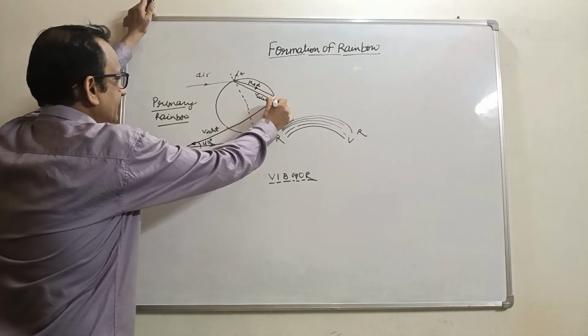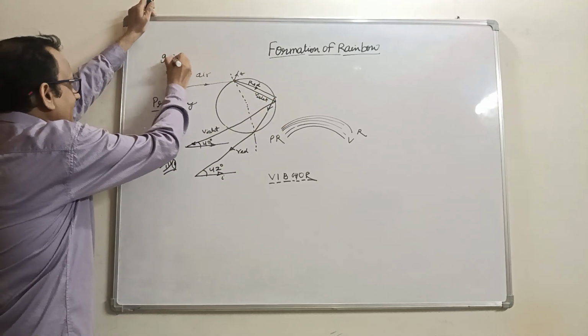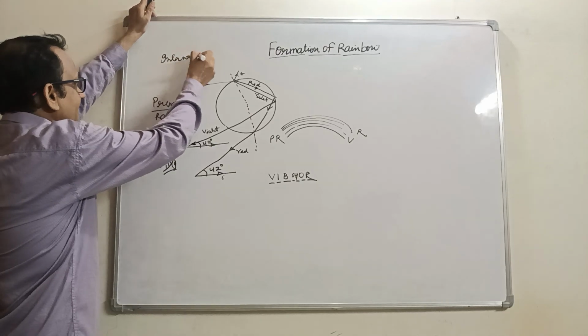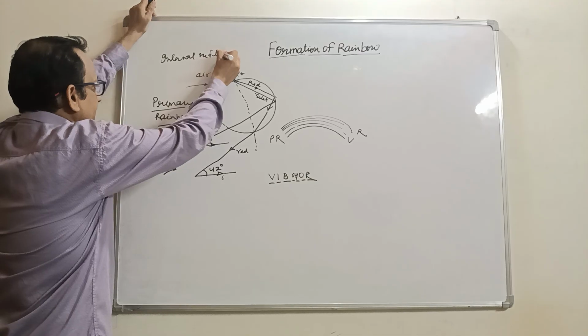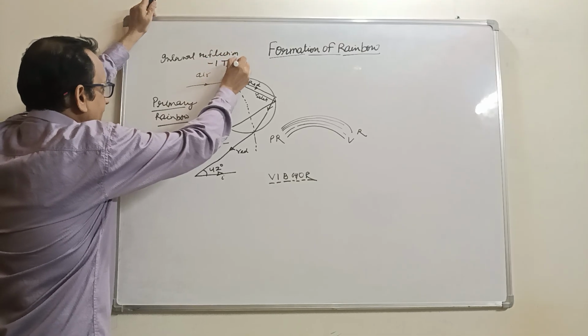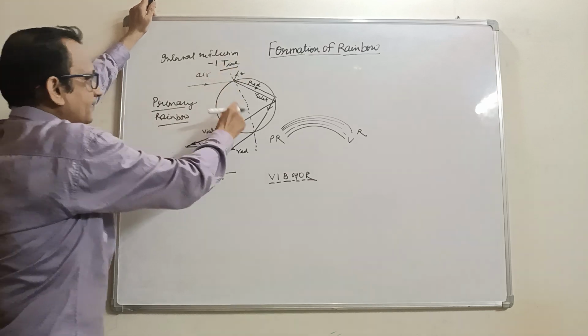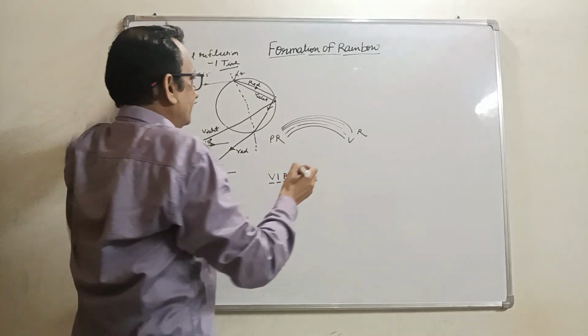Here the internal reflection is one time only. And here the internal reflection of light is only one time.